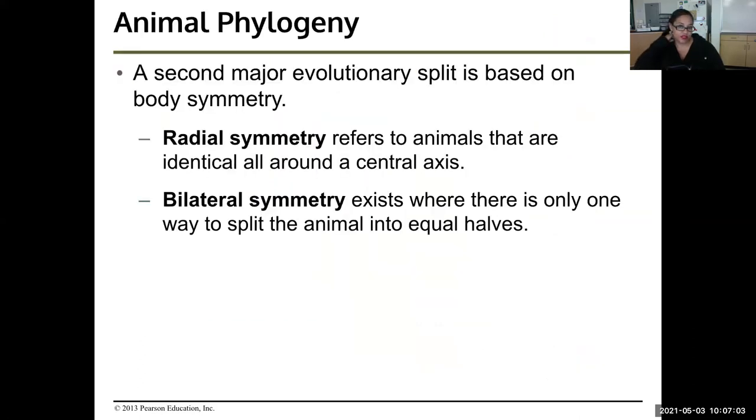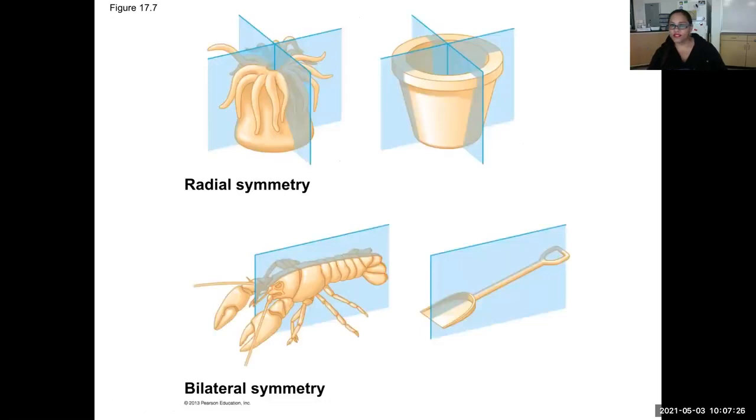So the second major evolutionary split is based on body symmetry. Like I said, radial symmetry refers to animals that are identical all around a central axis. And then bilateral symmetry, like us, where there's only one way to split the animal into equal halves, left and right. And these are examples. So you have a sea anemone, you can split it any way and it will go in half. And then you have a lobster for bilateral symmetry. There's only one way to split that in half.